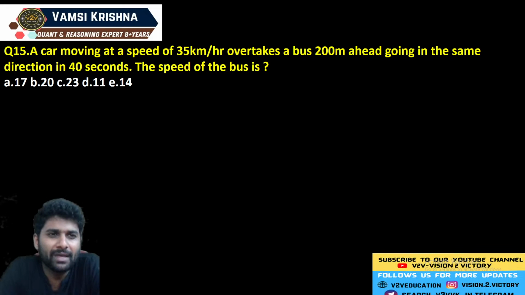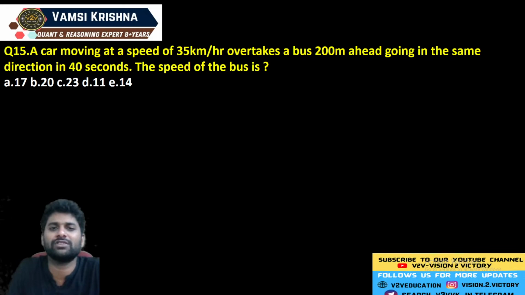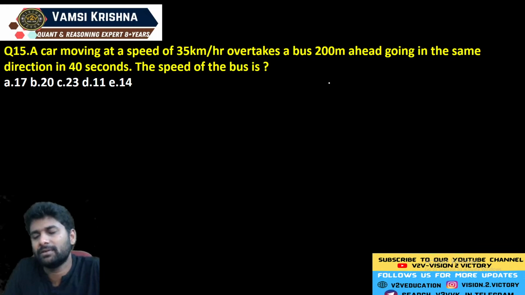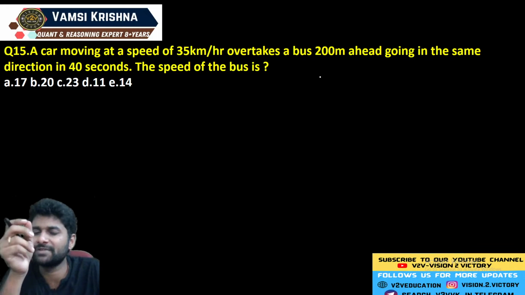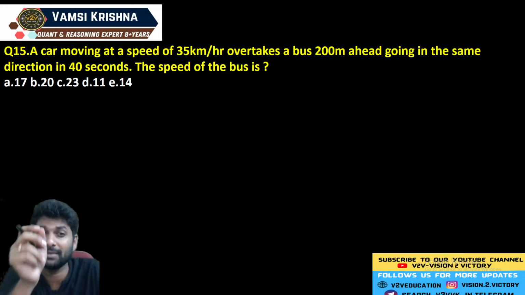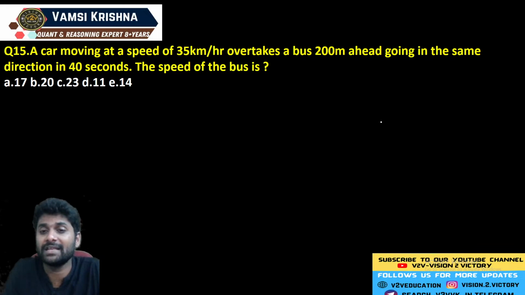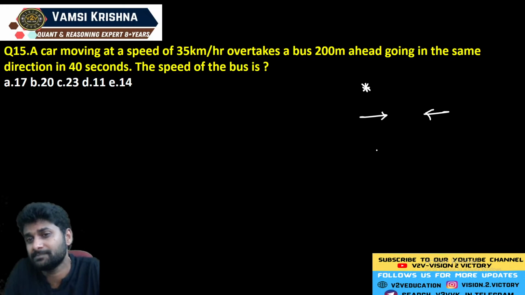See this question. A car moving at a speed of 35 km per hour overtakes a bus 200 meters ahead going in the same direction in 40 seconds. What is the speed of the bus? Guys, try to understand the concept of relative speed. If two objects are in motion at the same time, there are two possibilities: either the objects are traveling in opposite directions, or they are traveling in the same direction.